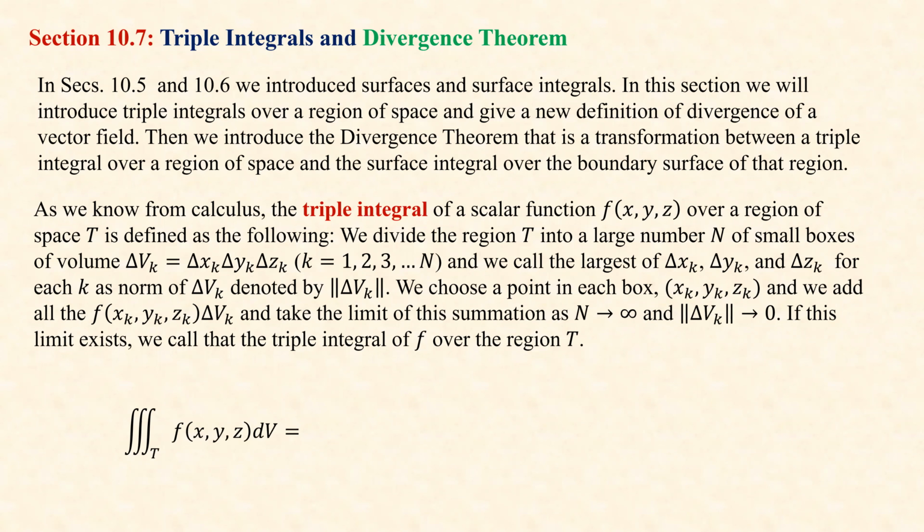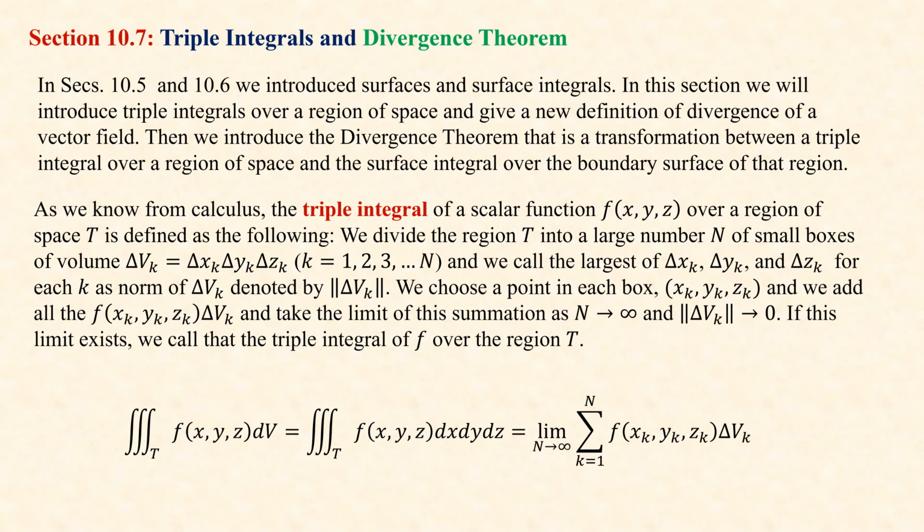So in notation, we write it like that: triple integral over the region T of f of x, y, z dV. And then we can write dV as dx dy dz. And this is the definition: limit as n goes to infinity of the summation over k from 1 to n of f evaluated at a point in each delta V_K times delta V_K, similar to the definition of integral in just one variable. All right, so this is the triple integral. We're going to use that. Is there any question so far?